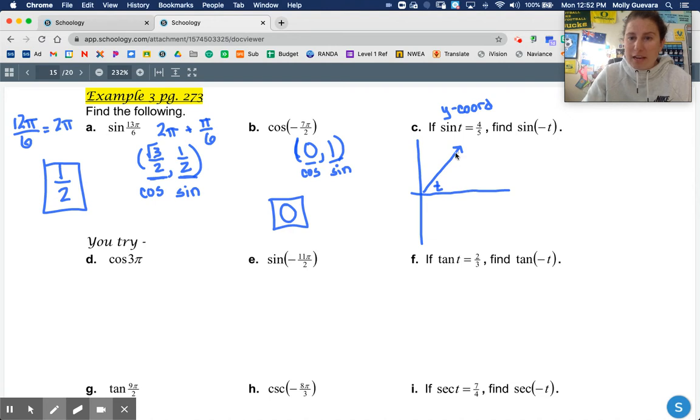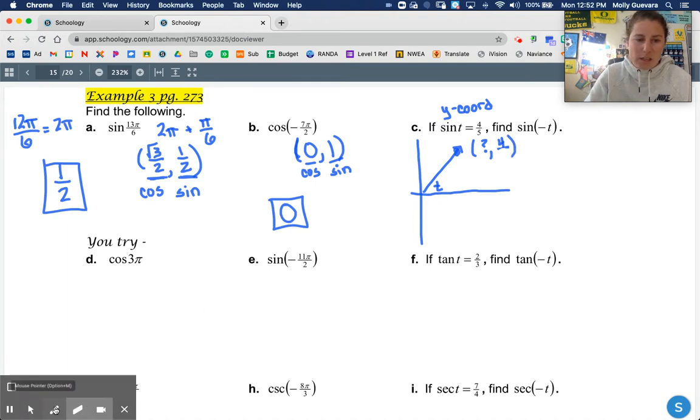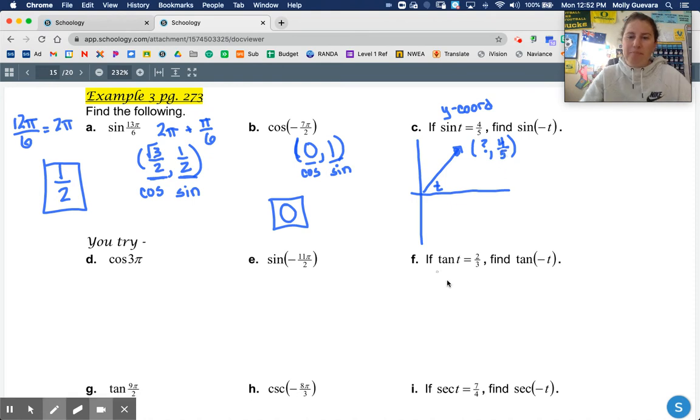But I know that sine, which is the y-coordinate, I don't know what x is, but I know that the y-coordinate is 4/5. That's a really ugly 5. It's hard to write that small. Okay, so I know it's 4/5.